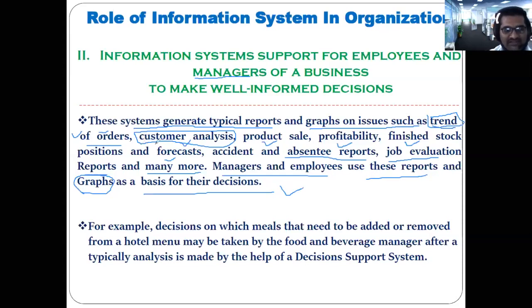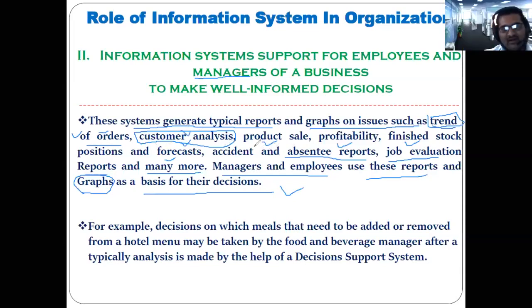Now, a hotel which is at the corner of the road, on the highway: will the ratio of similar customers be higher, or will the ratio of different customers be higher? Definitely different. But if the hotel is in a small city, the ratio of similar customers, meaning the same customers coming again and again, will be higher, correct? Yes. So that is nothing but customer analysis.